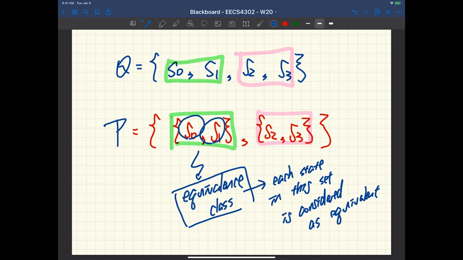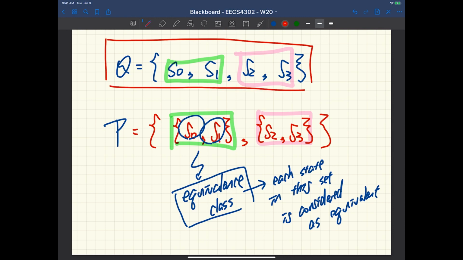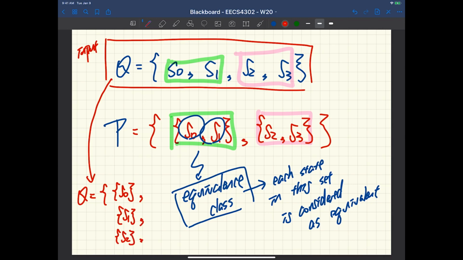A very possible partition would be, let me give you one extreme case. If this is our input, let's say this is the Q, the input states. If eventually we find that this is the best partition you can get, for example, the algorithm tells you the best we can find out is S0 is in its own set, S1 is in its own set, S2 is in its own set, and S3 is also in its own set. It's actually possible.